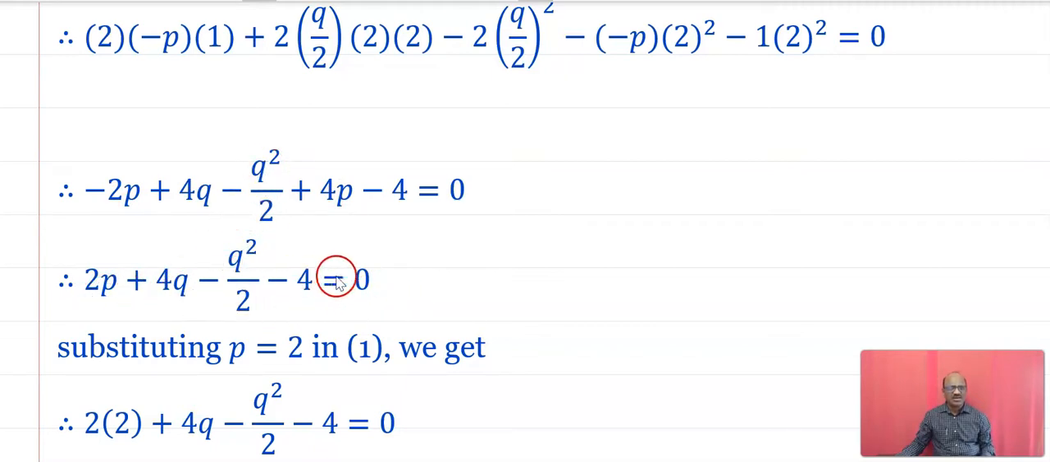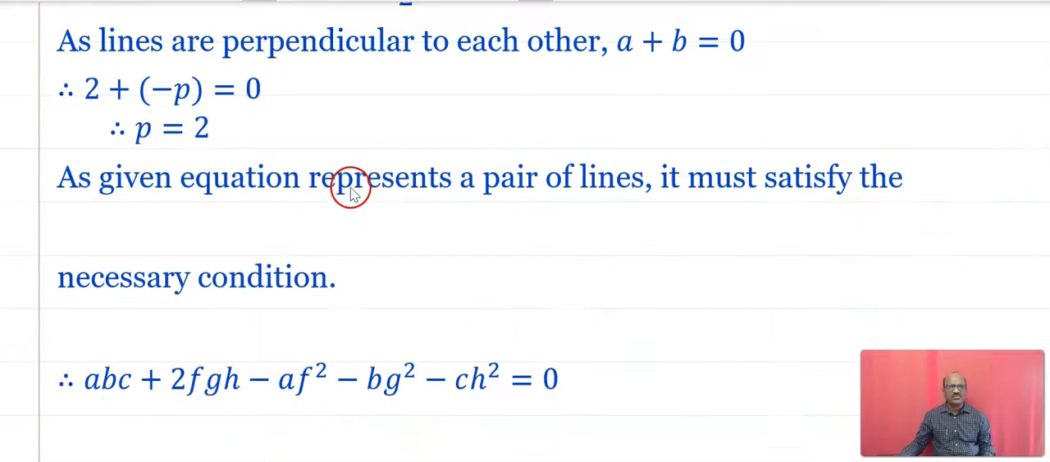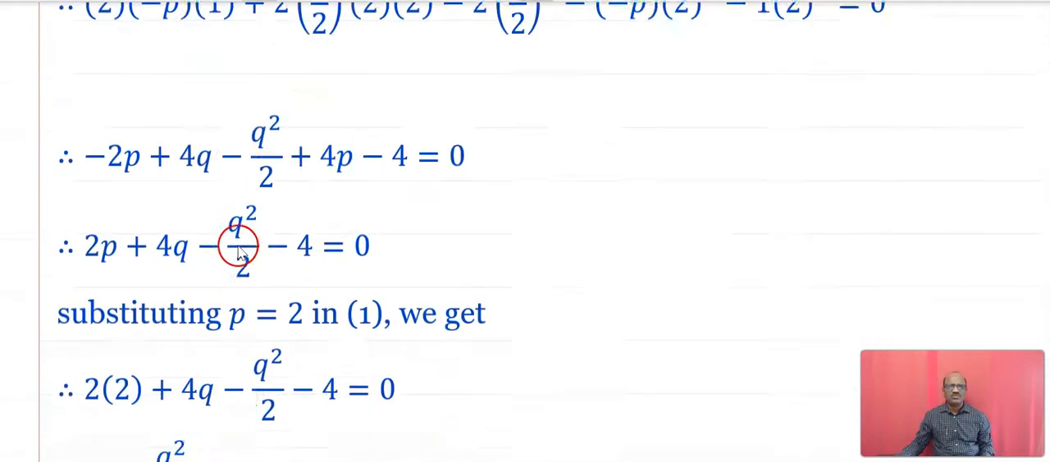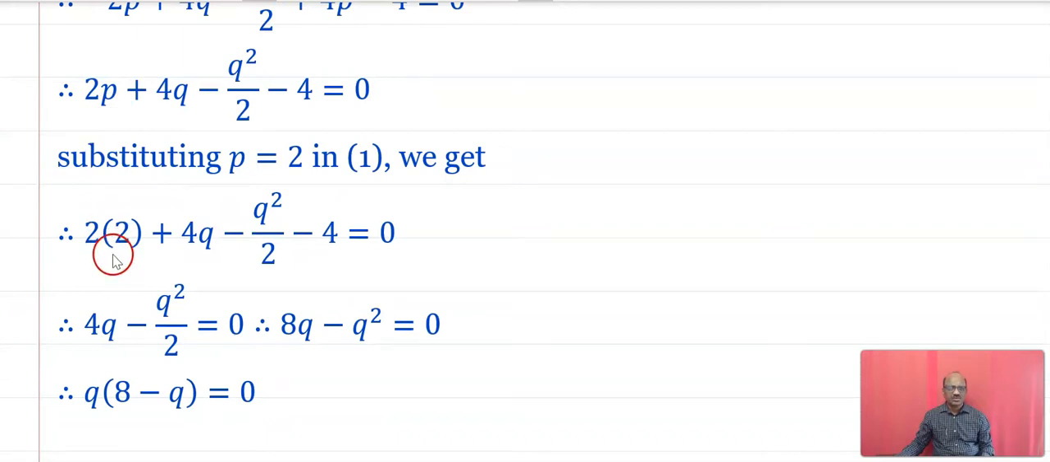Now substitute the value of p that we have calculated here. p equals 2. Substitute here p equals 2, that is 2 into p plus 4q minus q square upon 2 minus 4 equals 0. 2 into 2 is 4, and this plus 4 and minus 4 will get cancelled. And you will get here 4q minus q square upon 2 equals 0.